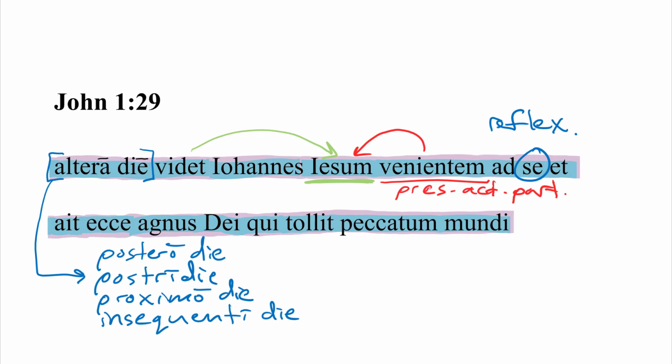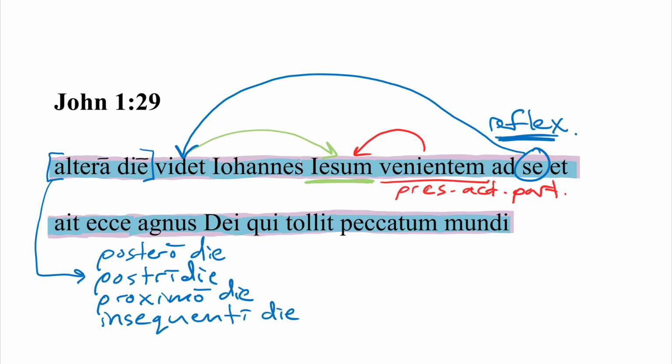The reflexive pronoun, you'll remember, always refers back to the subject of the sentence. I shouldn't say always because there are exceptions, especially in the Vulgate, but here at least it's following the typical rule that it refers back to, it bends back, that's the meaning of this word, to the subject.